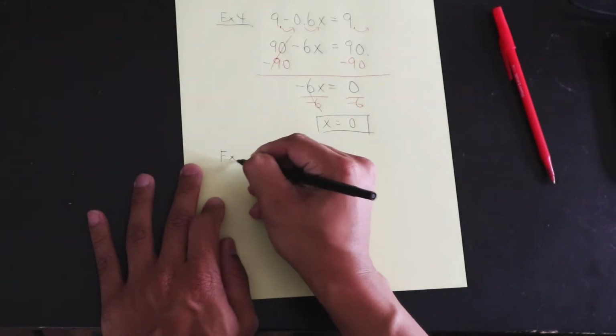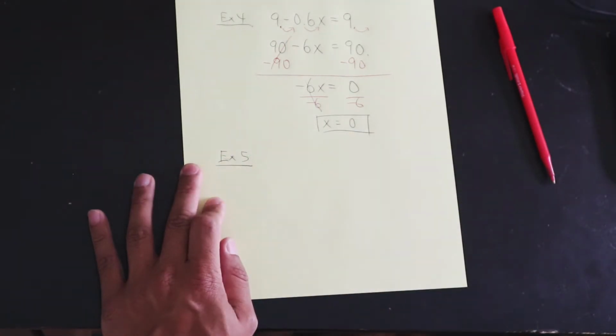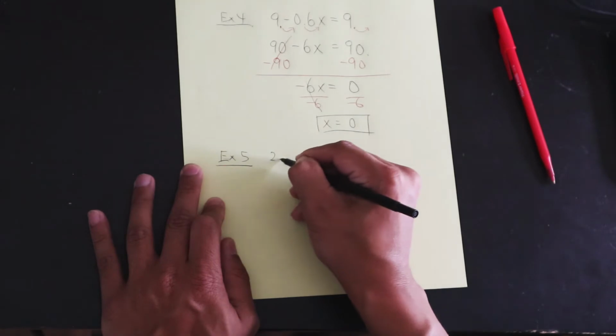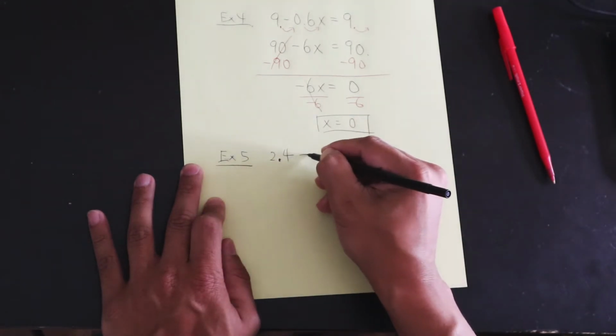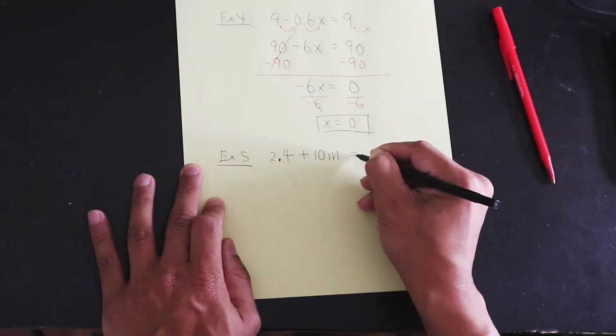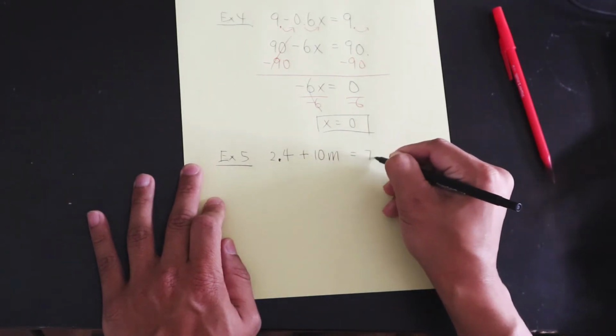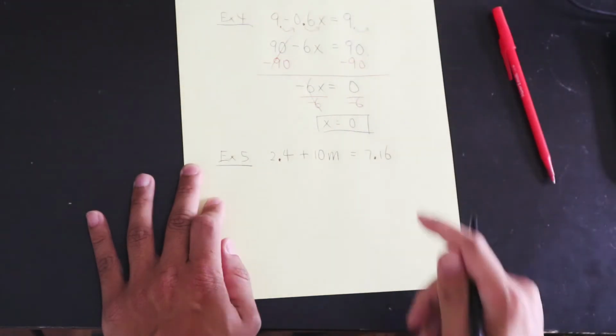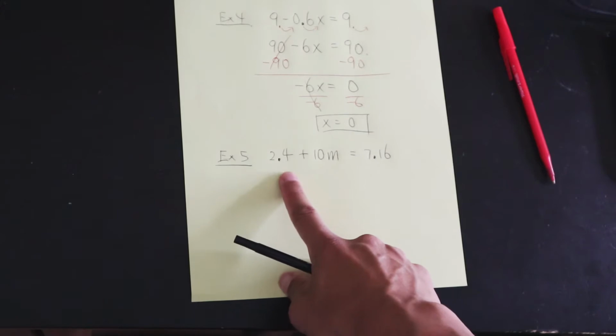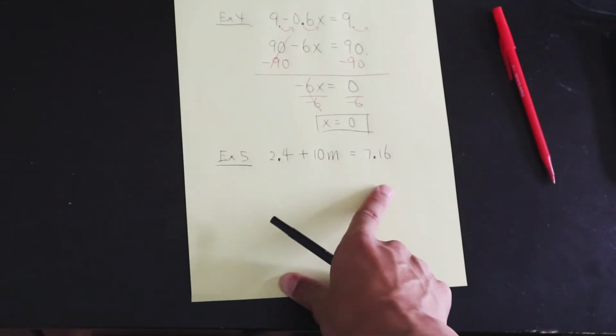Let's do one more example. What happens if you have more than one decimal? So let's take a look at this one. 2.4 plus 10m is equal to 7.16. Okay, let me actually make all these decimals larger, right? So you have this equation with two decimals.